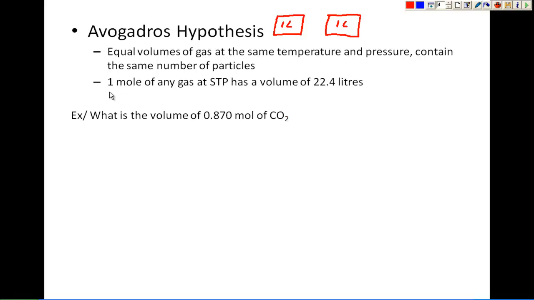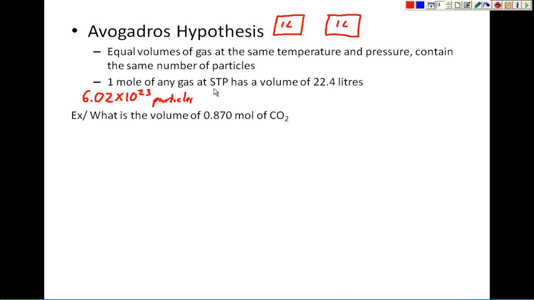And then later on, it was said that if you have 1 mole of any gas, and if you remember from our last lesson, 1 mole is equal to 6.02 times 10 to the 23 particles. So if you had 6.02 times 10 to the 23 particles of any gas at STP, standard temperature and pressure, that's going to have a volume of 22.4 liters. So 1 mole at standard temperature and pressure is always going to have a volume of 22.4 liters.